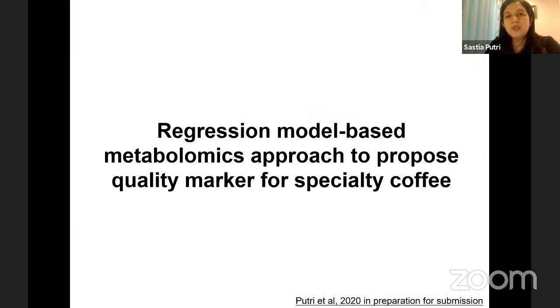So first, I would like to talk about the application of metabolomics to propose the quality marker for specialty coffee, because this is about quality assessment. So this is one way that we could complement the present quality assessment by proposing a new quality marker for specialty coffee.